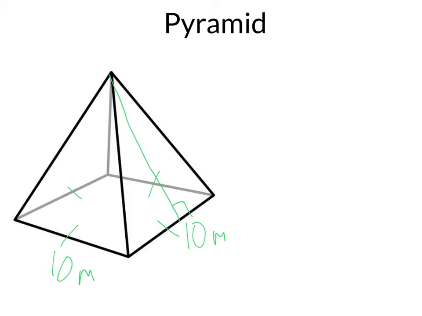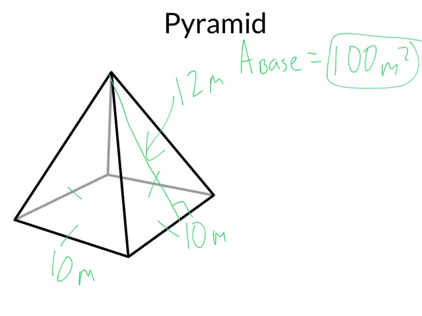Let's say that that guy there is 12 meters. Okay. Well, can I figure out my total surface area? Area of the base. It's a 10 by 10. That's 100 meters squared. Easy. Done with that one. How about the area of one of my triangles?